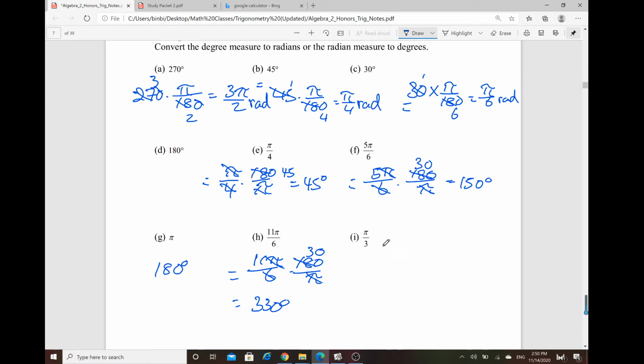And then pi over 3. So pi over 3 times 180 over pi. Pi and pi got canceled. 3 goes into 180 60 times. So this would be 60 degrees. Again, equal sign.